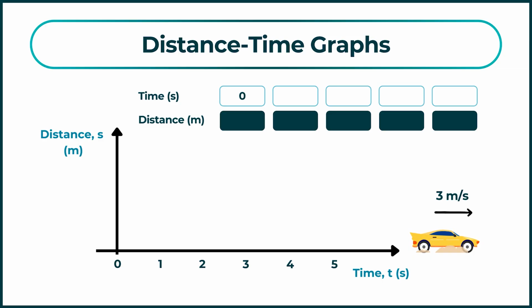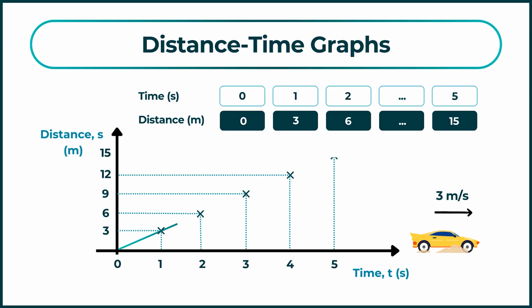When time is equal to 0, the distance is 0. When time reaches 1 second, the distance becomes 3 meters, as the car travels 3 meters every second. When time reaches 2 seconds, the distance becomes 6 meters, and so on. When we plot these points on the graph and connect them, we get a perfect straight line with a uniform gradient.